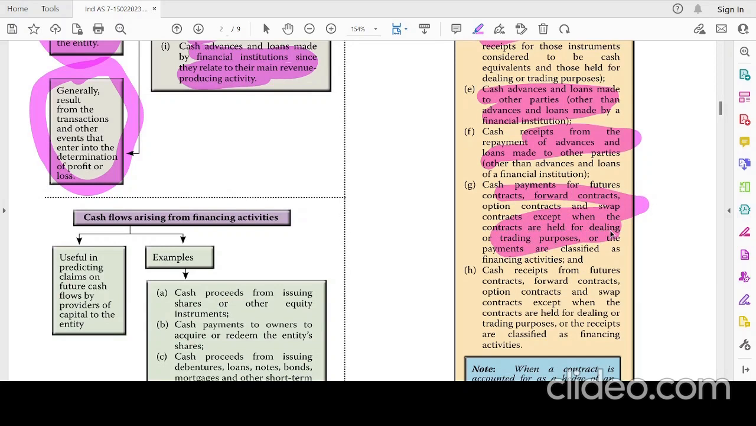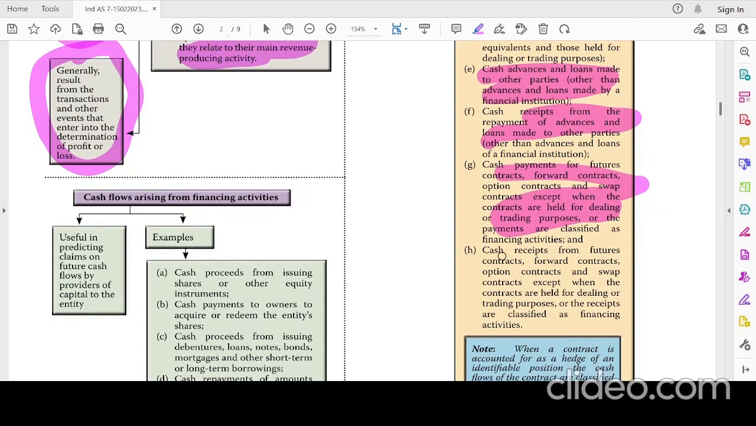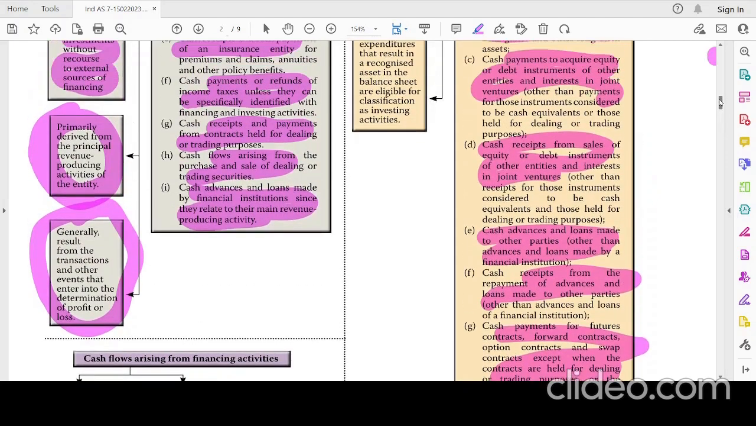Whenever it is held for investment purposes, it will be there in investing activity. Whenever it is for dealing or trading purposes, it will be like operating activity. If it is for financing purposes, then it will be like financing activity. Cash receipts for repayment, that will be there. Payments and repayments. Then what is the other point here?